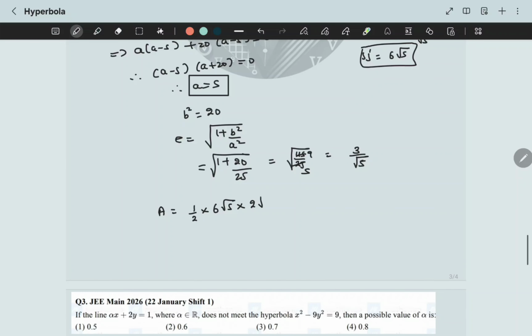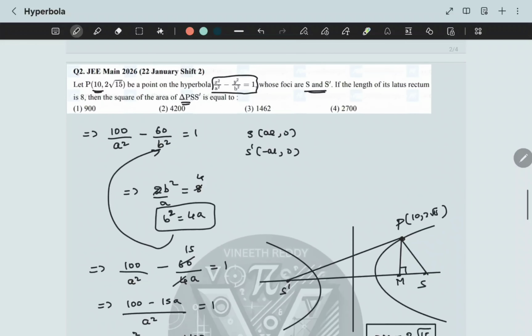Height is 2 root 15. So we get this as 6 root 75, which is nothing but 6 into under root 25 into 3. So it should be 6 into 5 root 3. So this should be 30 root 3 is the area. So square of the area will be 900 into 3, which is 2700 square units. So 2700, I think, is option 4. That's it. That is correct.